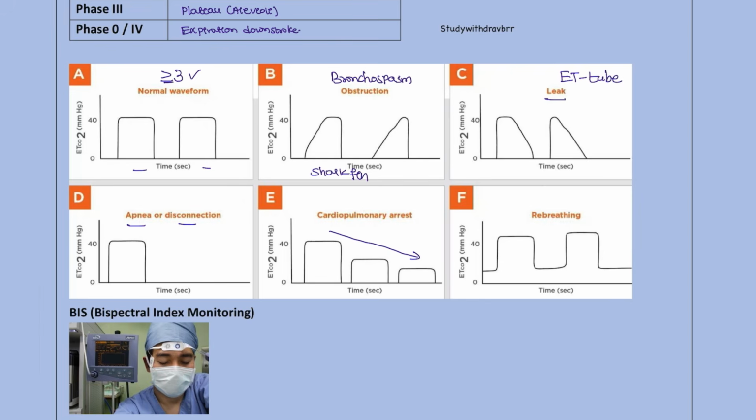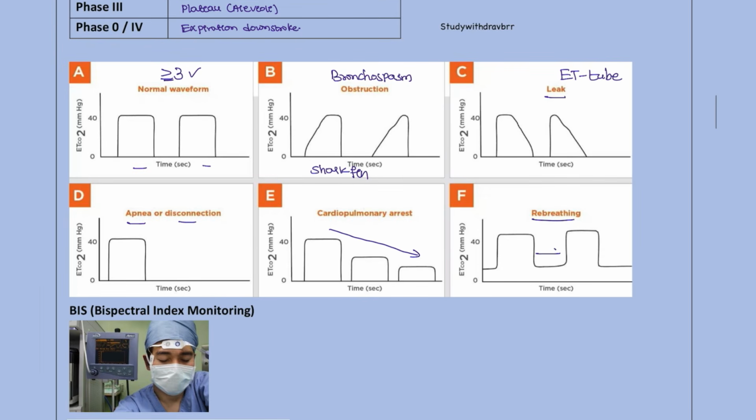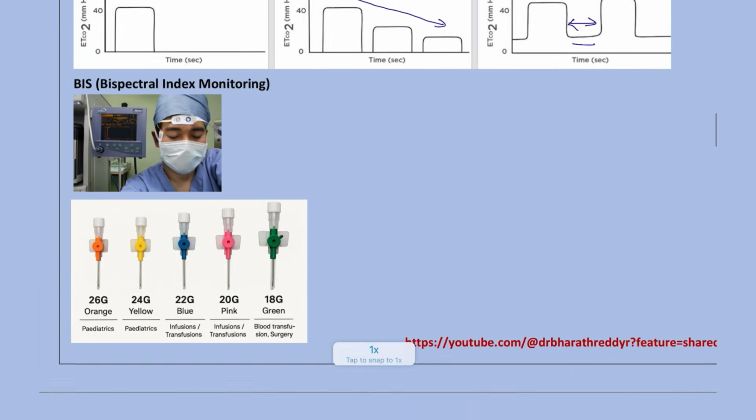Next, rebreathing. If the patient is having spontaneous rebreathing, there will be a gap between the two waveforms, and also there will be no baseline touching. If you observe, there is no baseline touching, the patient is recovering. This is the signal for extubation. That is one point that you have to remember.